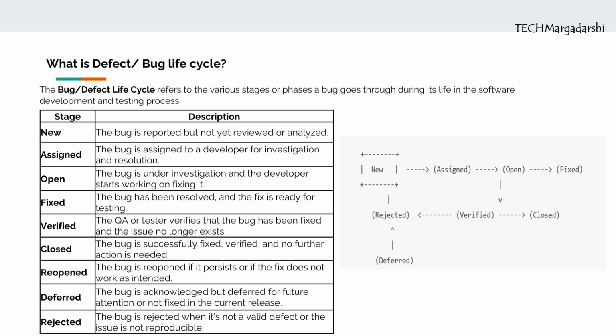Step 6, closed. If the tester confirms the bug is completely resolved, the status becomes closed and no further action is required. Step 7, reopened. If the bug still exists or the fix doesn't work, the tester reopens the bug and it goes back to the developer. Step 8, deferred. Sometimes a bug is valid but not critical for the current release. In that case, it is deferred for future attention. Step 9, rejected. If the reported issue is invalid, not reproducible, or not actually a defect, it is marked as rejected. So the bug life cycle flows like this: new, assigned, open, fixed, verified, closed, and depending on the situation, a bug may also be reopened, deferred, or rejected.